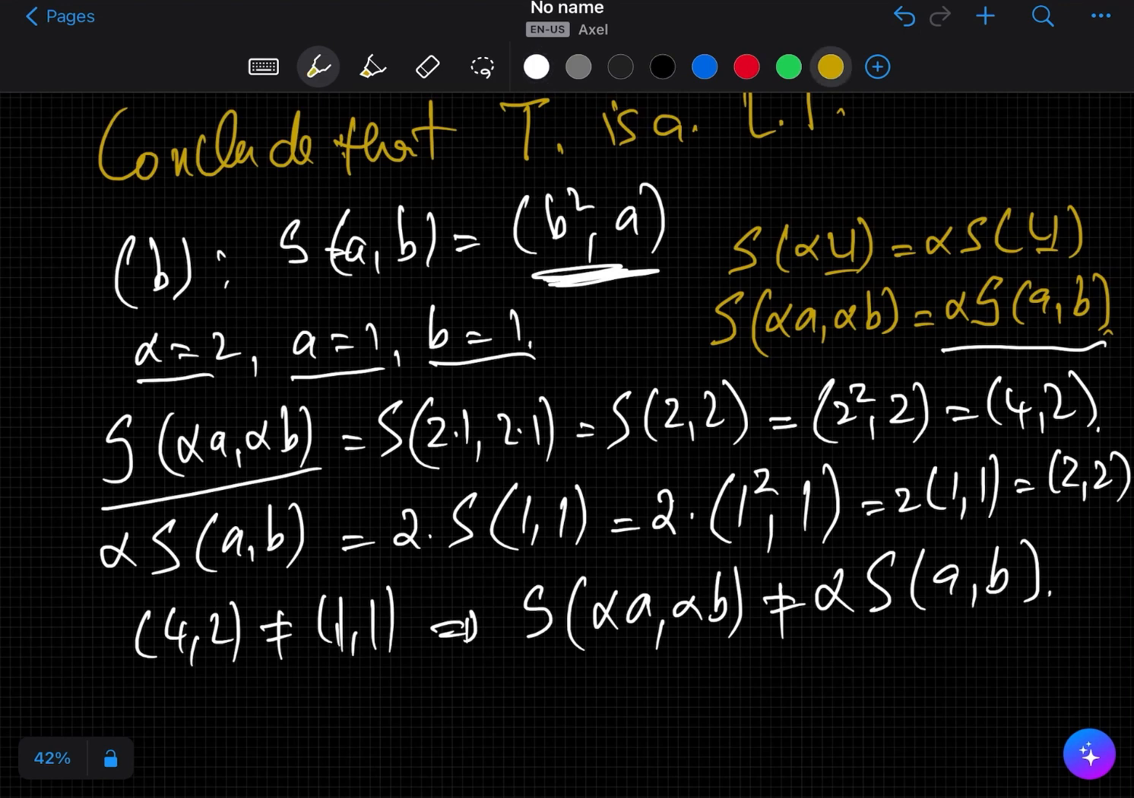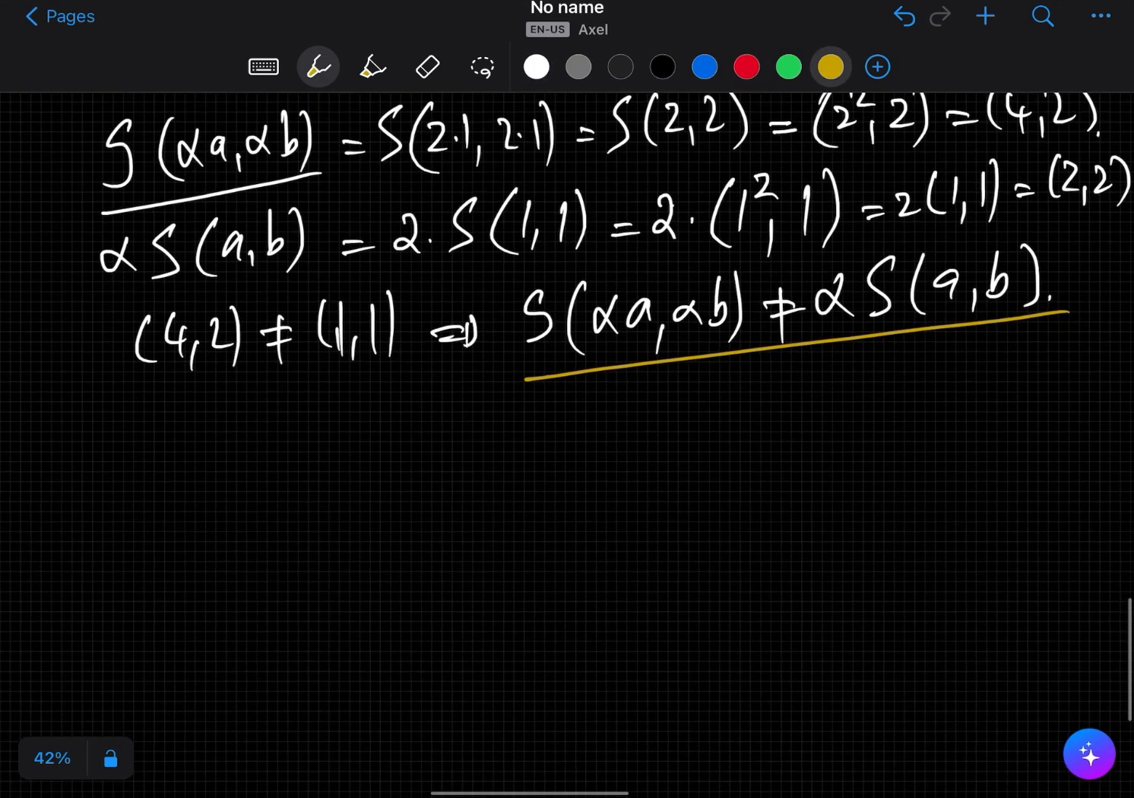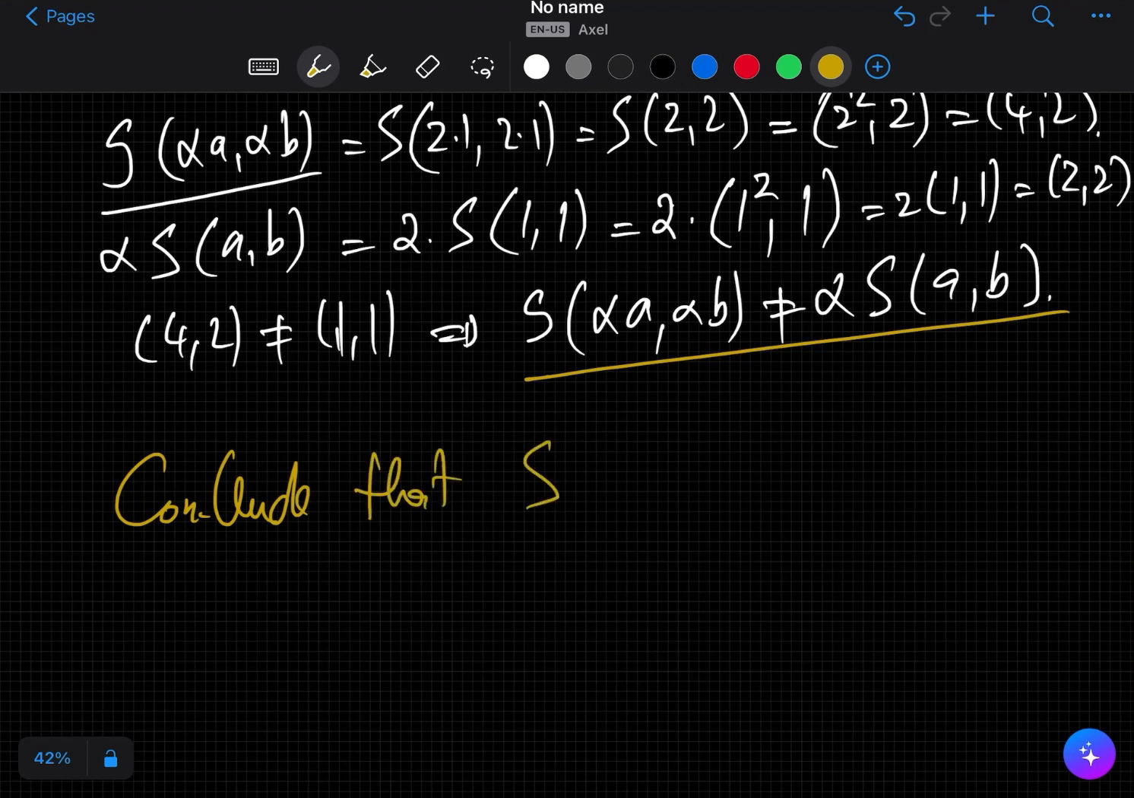Which means that S(alpha a, alpha b) is different from alpha S(a,b). So we just took an example and we were able to prove this. Therefore, we can conclude that S is not a linear transformation.